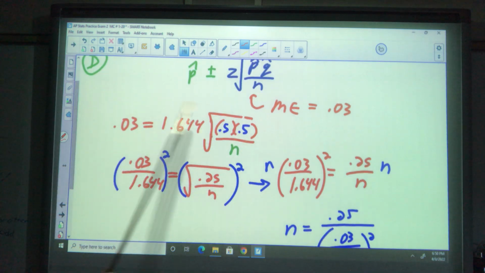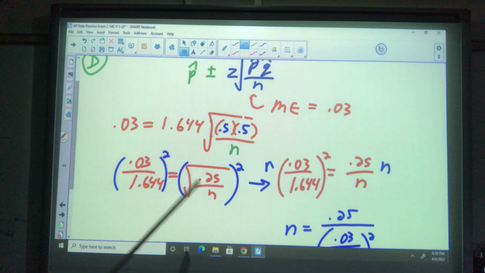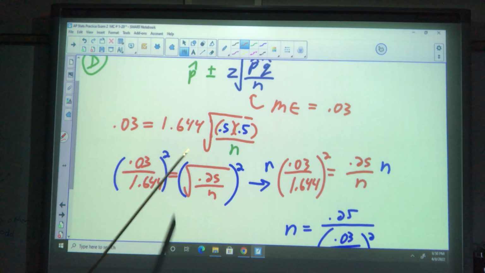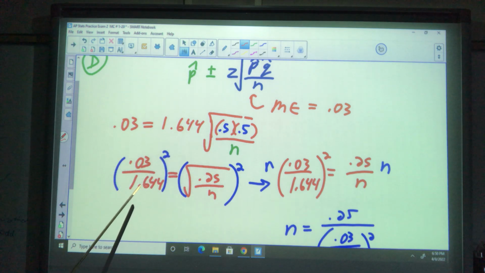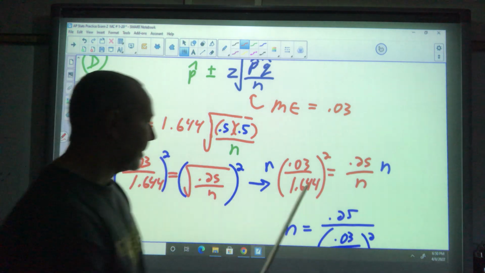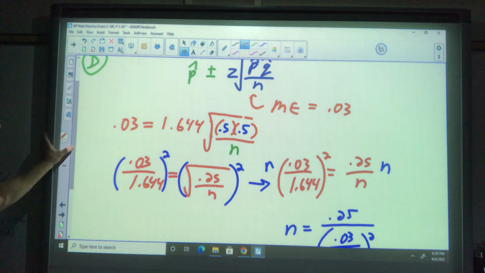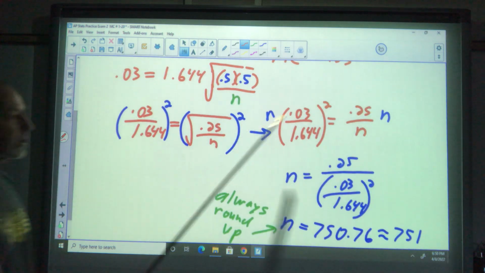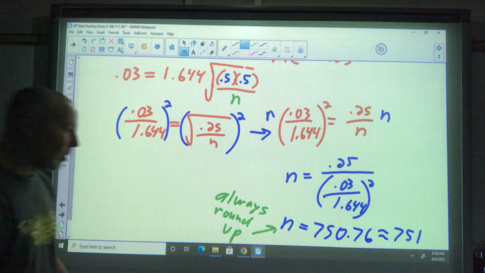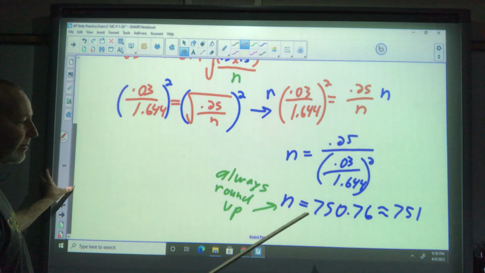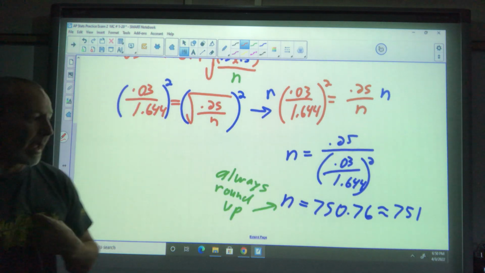Okay, doing my math here. This is my equation now. I know that 0.5 times 0.5 is 0.25. All right, so my first step is to divide by 1.644. After that, I'm gonna square both sides to get rid of the square root. I'm here right now. Once I'm there, okay, I'm gonna multiply by n and I'll divide by this quantity. There it is right there. Okay, and my n value is 750.76 is what I got.